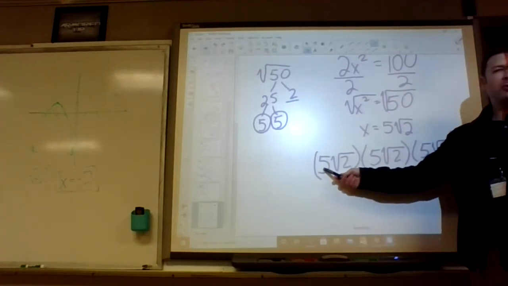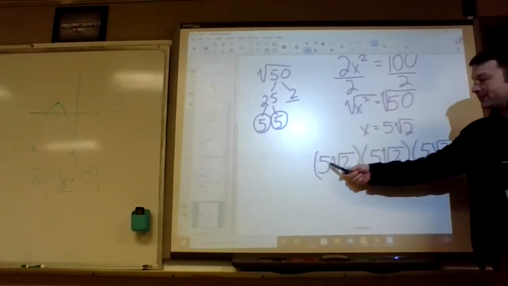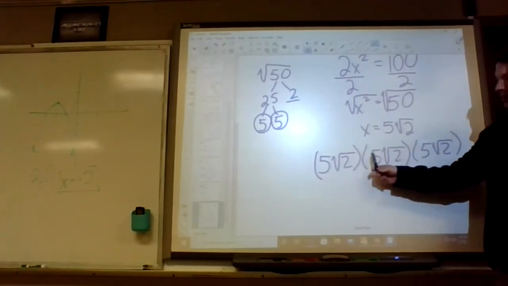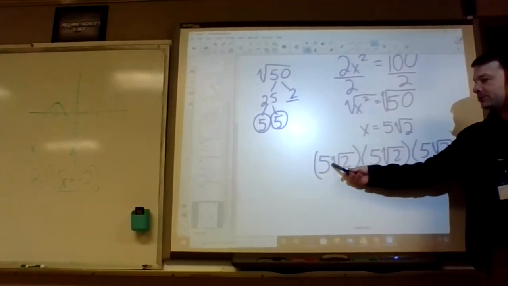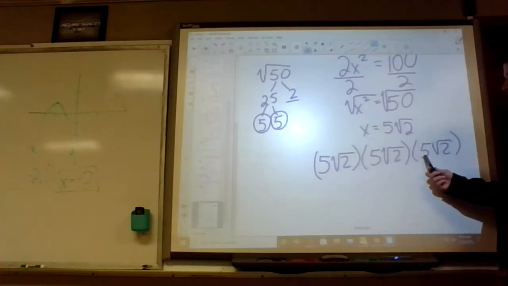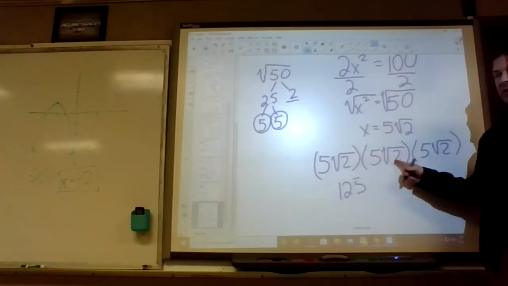So remember, order of multiplication doesn't matter, right? So I can do 5 times 5 times 5. This just means 5 times square root of 2 times 5 times square root of 2 times 5 times square root of 2. The parentheses don't really matter, so I multiply whatever I want. 5 times 5 times 5 is 125. What's square root of 2 times square root of 2?